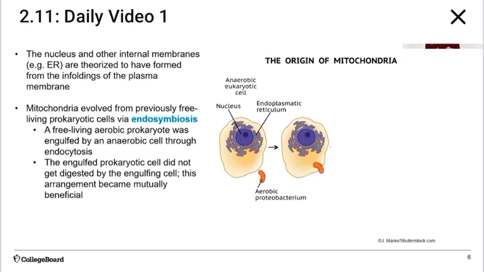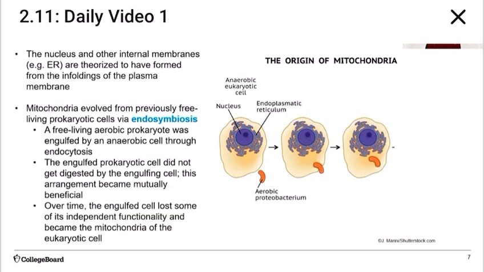So the aerobic bacteria that was ingested took care of oxygen that was available, and the anaerobic cell could have provided food molecules, and this would lead to energy and metabolic reactions that would have benefited this cell. And then over time, the engulfed cell lost some of its independent functionality, however, and became the mitochondria for that eukaryotic cell. So you can see that labeled there.